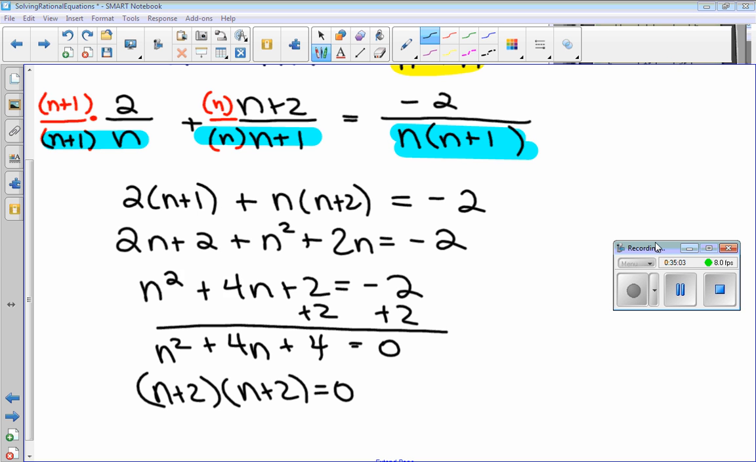Where? This one? This one? No, because I'm trying to cancel. I'm trying to get this to be 0. So to move it to the other side, I got it to equal 0, right? This 2 on the right side, I moved to the left side. I want it to equal 0 because it's quadratic. So the answer I get is n is equal to -2.